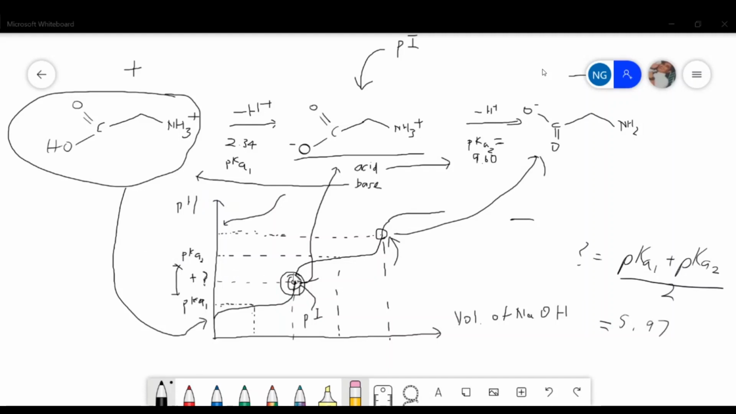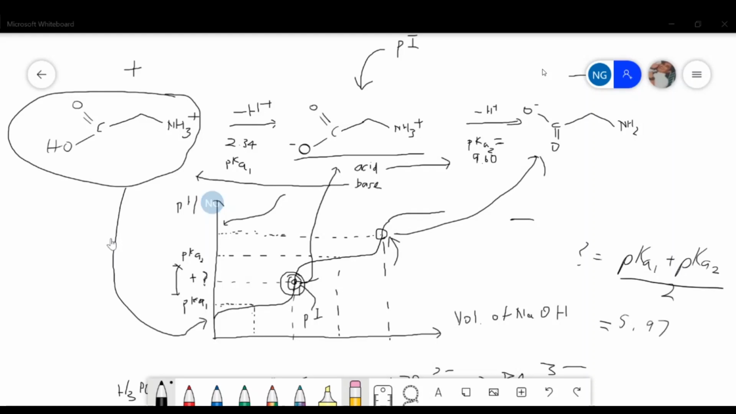And just to extend it a bit more, if I were to do the same thing for an actual polyprotic acid, like H3PO4 to H2PO4 minus, to HPO4 2 minus, and then to PO4 3 minus, right?